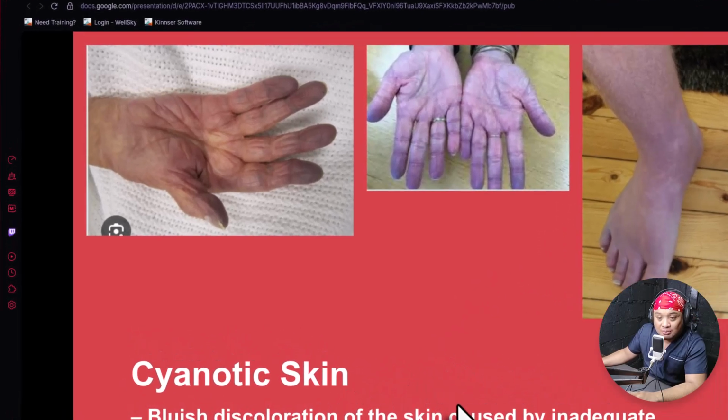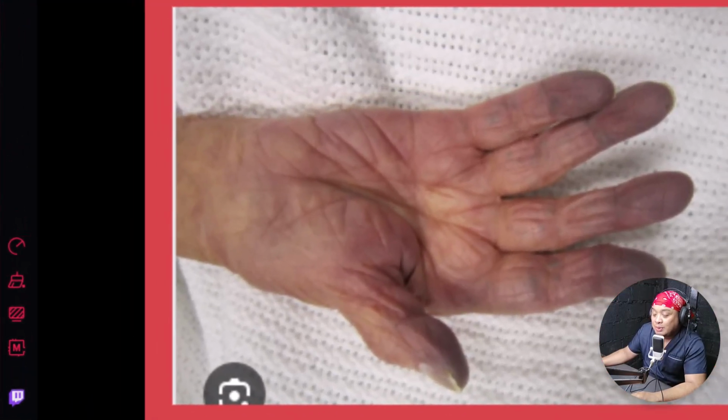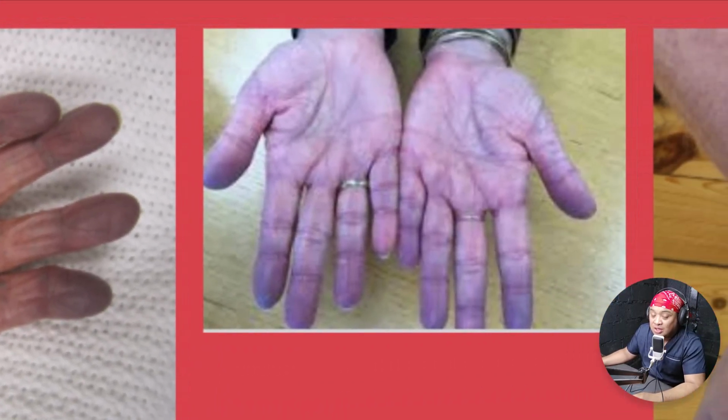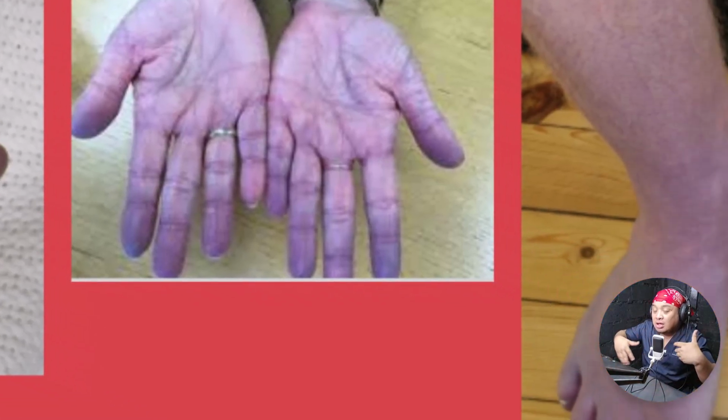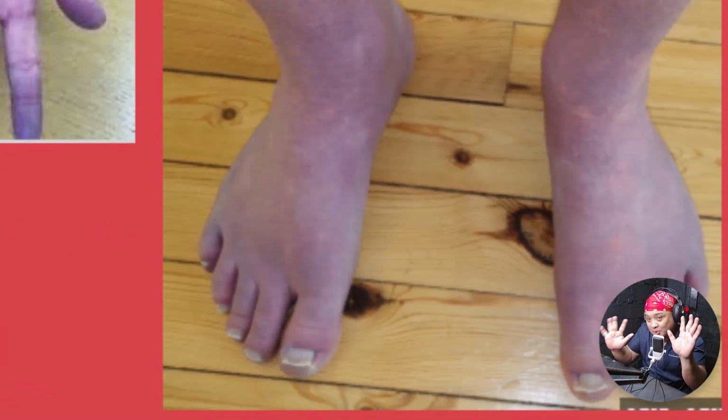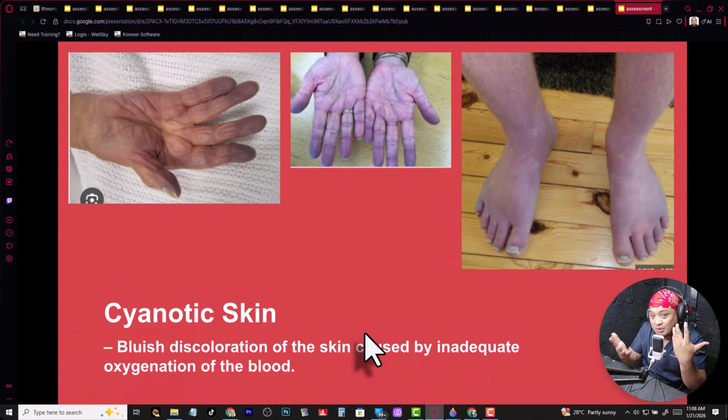So it's a bluish discoloration of the skin caused by inadequate oxygenation of the blood. So pwede siya mag-manifest sa imong tongue, sa imong skin, and of course, usually makita gina mo sa hand. Okay, so let's move on.